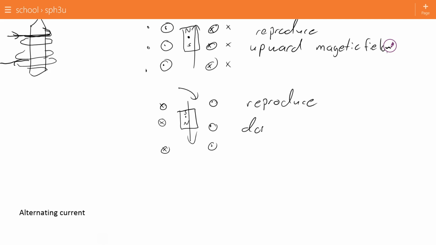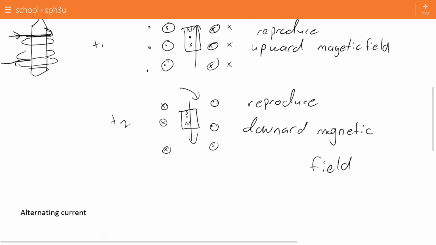a downward magnetic field, and as a result it's producing a current in the opposite direction. So as this magnet spins, it's going to produce current in one direction and then in the second. So if we call this T1, then T2.